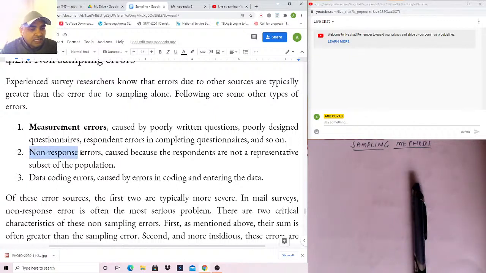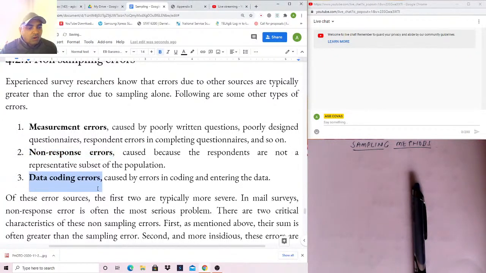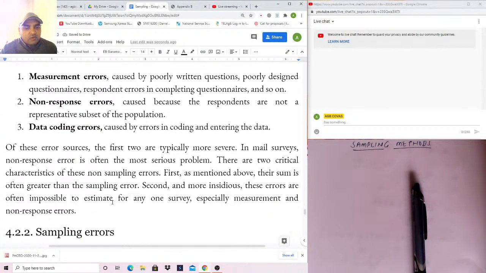Then non-response errors may be there, right? Then data coding errors will be there, right? Of these error sources, the first two are typically more severe, that is, measurement error and non-response. In mail surveys, non-response error is often the most serious problem. And there are two critical characteristics of non-sampling errors. First, as mentioned above, their sum is often greater than sampling error. Second, and more insidious, these errors are often impossible to estimate for any one survey, especially measurement and non-response errors, right?